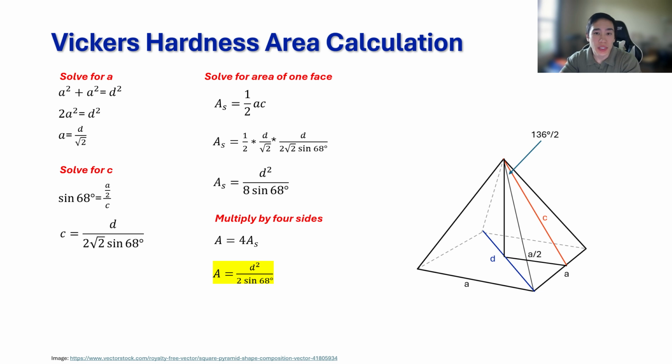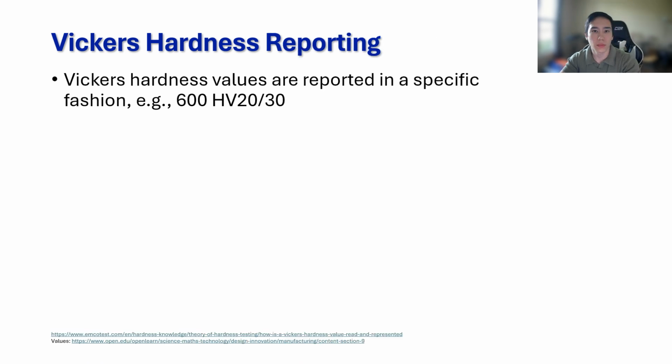For those of you interested, I didn't see any sources online or in literature on the actual derivation of the area equation based on the D value. So I went ahead and derived it here. I don't want to spend too much time on it, but feel free to pause here and work through the steps if you want, and just note that the pyramid is not to scale.